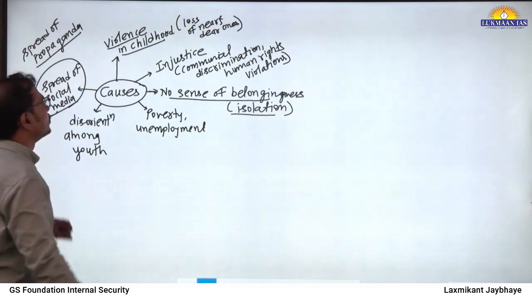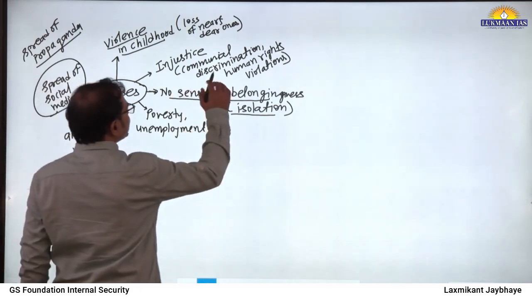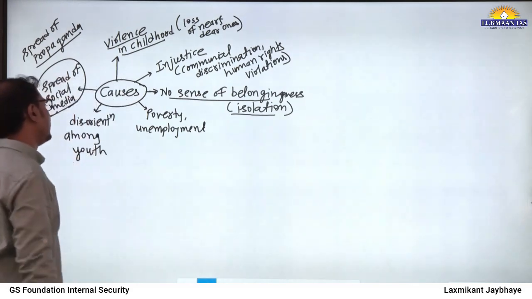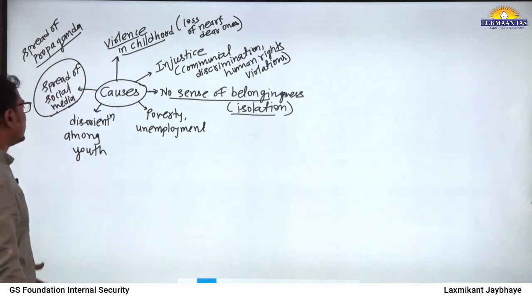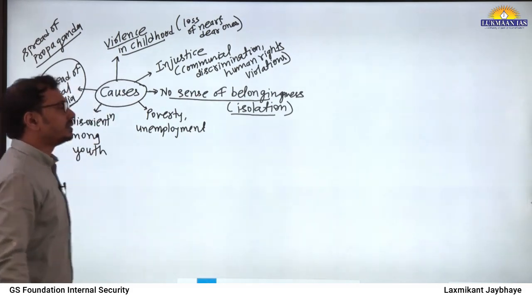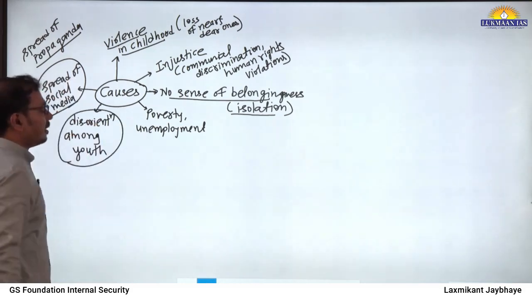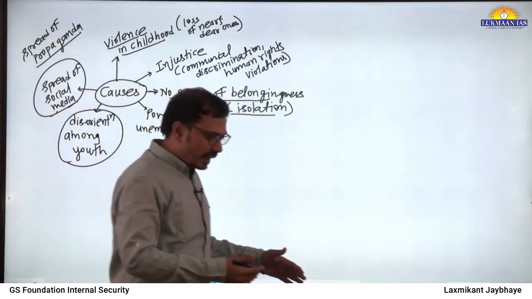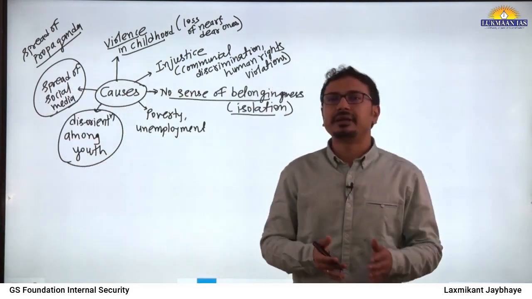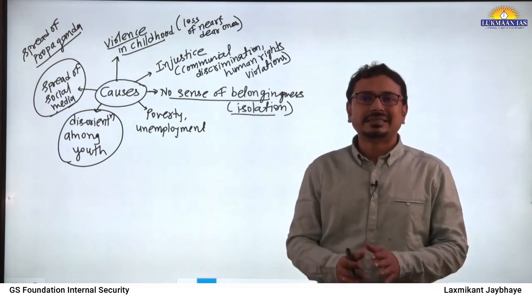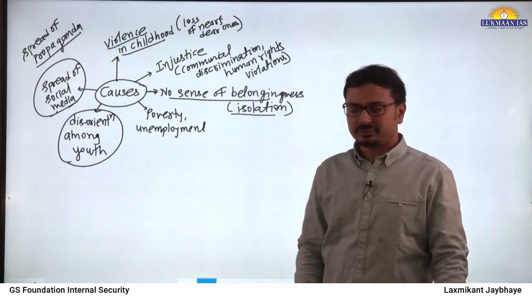OK, and then the social aspects, like communal discrimination happening, and human rights violations of the minority community. So that is also a factor. There is no sense of orientation among the youth. The youth are not appropriately guided by the leaders of the country, and there is a sense of disorientation.